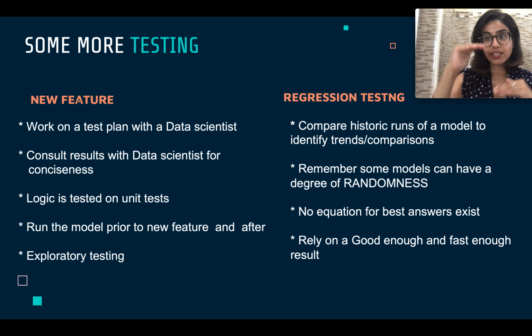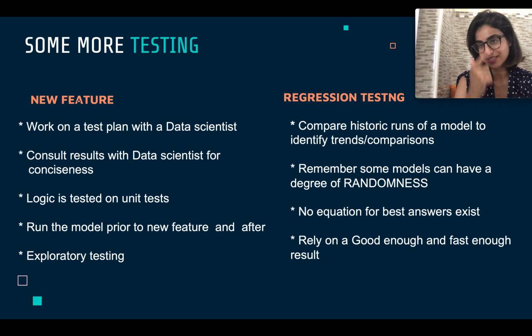But if they're way too different, then you need to make sure you mention this to your team, and you can deep dive further with the data scientists and see what actually went wrong and whether we can release or not. Remember, some models can have a degree of randomness, so some areas would be expected to be random. Don't worry, deviation doesn't mean negative at all. If you have thresholds, it can still go ahead if accepted. No equation for the best answer exists, so rely on a good enough and fast enough answer.